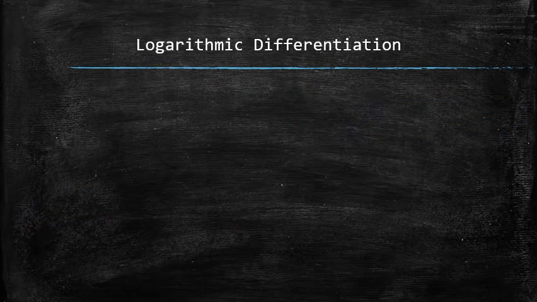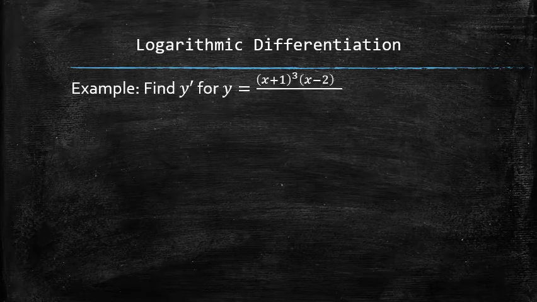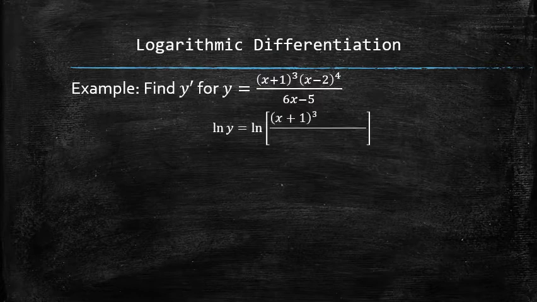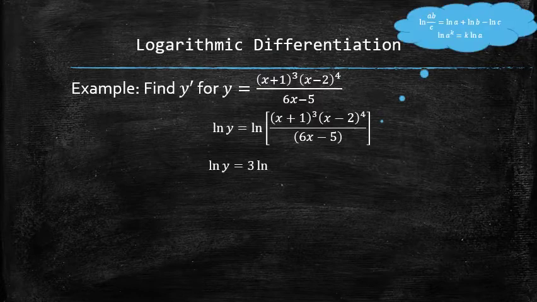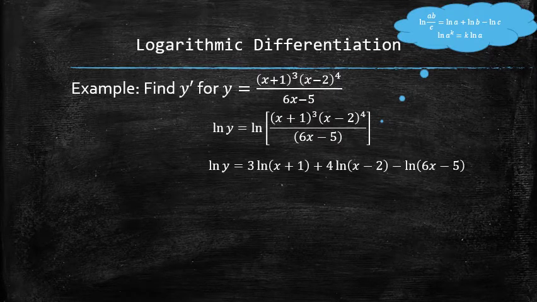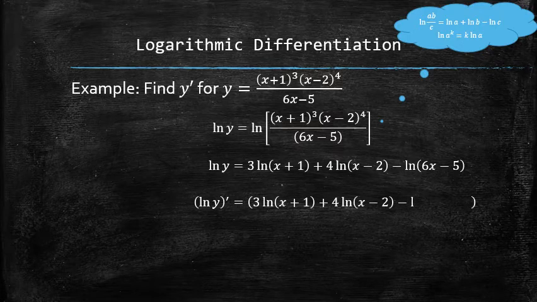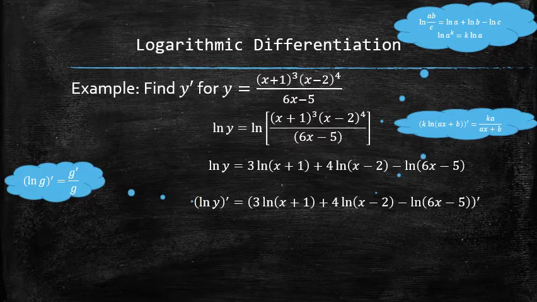Let's use logarithmic differentiation and find the derivative of the following function. Let's apply the natural logarithm function to both sides of the definition of y. Using the properties of the logarithms, we can simplify the right-hand side. Now, let's differentiate both sides of the equation with respect to x. Using the rules of differentiation, we obtain the following results.